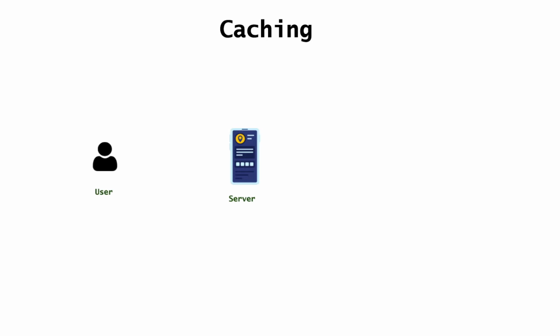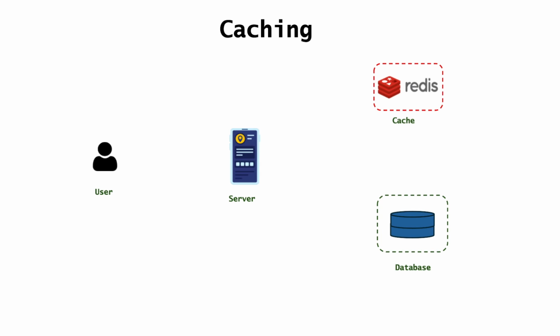Even with replication and sharding, constantly reading data from a database can still be slow, especially when millions of users request the same information over and over again. That's where caching comes in. Caching means storing frequently accessed data in a temporary memory store, like Redis or Memcached, so that future requests can be served instantly without hitting the database.